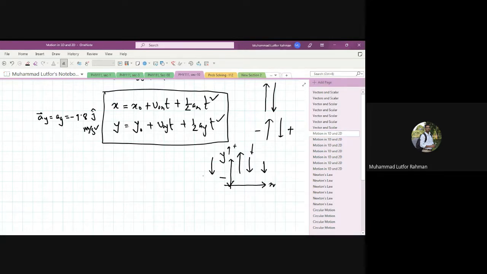And remember this point. This is a very important point. I will always use g, acceleration due to gravity, as minus 9.8 if I want to use this equation.